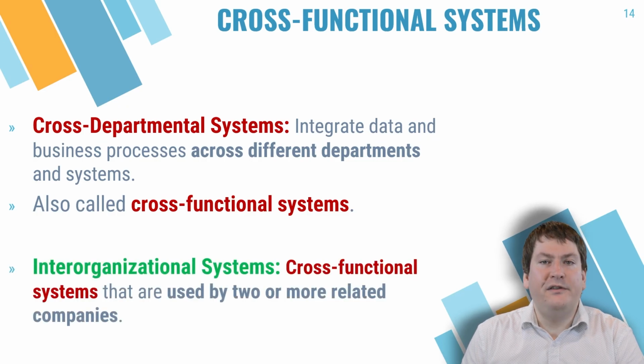When cross-functional systems cross organizational boundaries, we call these inter-organizational systems. An example might be sharing an information system with a supplier that manages raw material orders, such that materials are automatically ordered and arrive just as you need them in the manufacturing process.